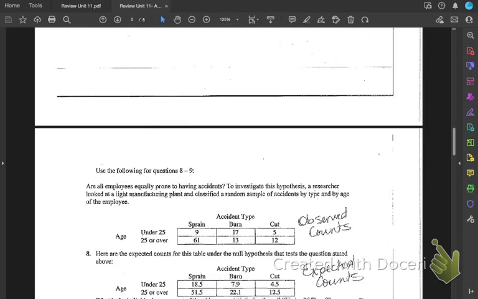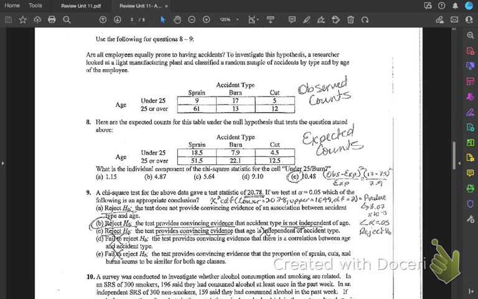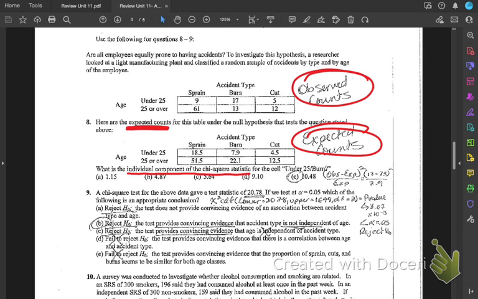Alrighty, number 8. We're going to use this for number 8 and 9. Are all employees equally prone to having accidents? To investigate this hypothesis, a researcher looked at a light manufacturing plant and classified a random sample of accidents by type and by age of the employee. So we have our observed counts here. These are our observed. Here are the expected counts for this table under the null hypothesis. These are the expected counts. What is the individual component of the chi-squared statistic for the under 25 and burn?